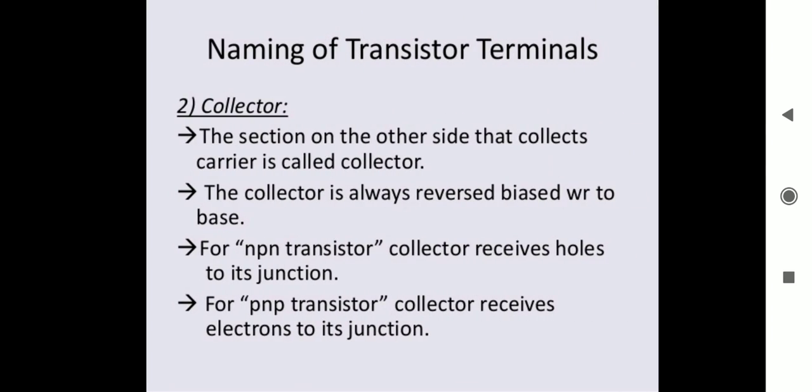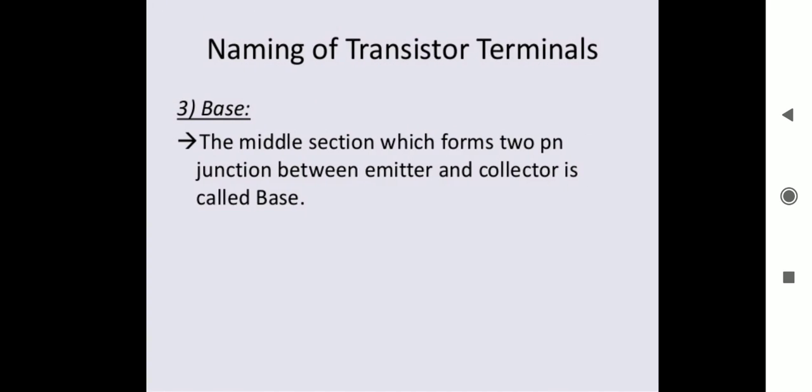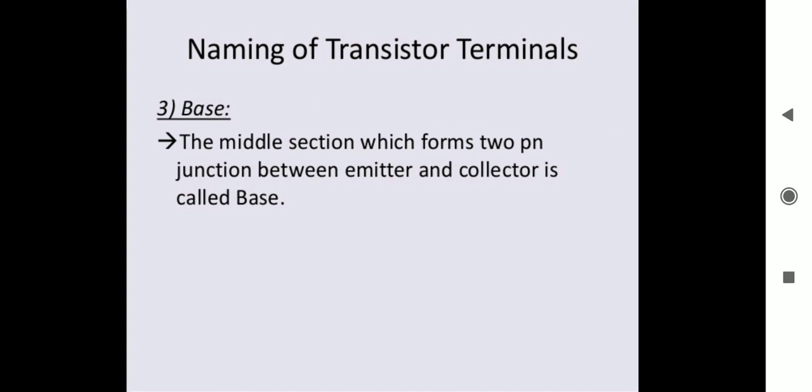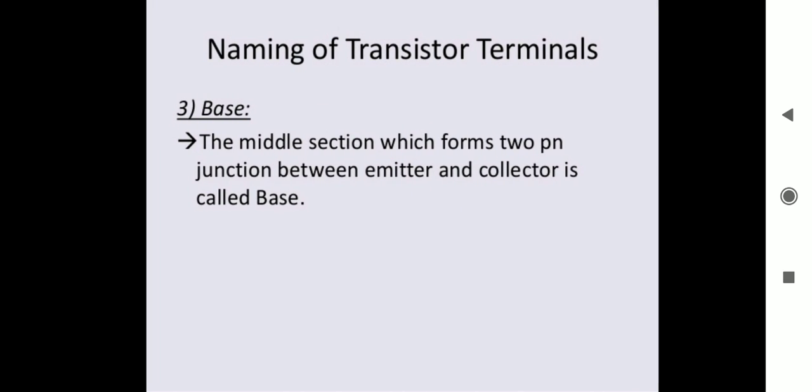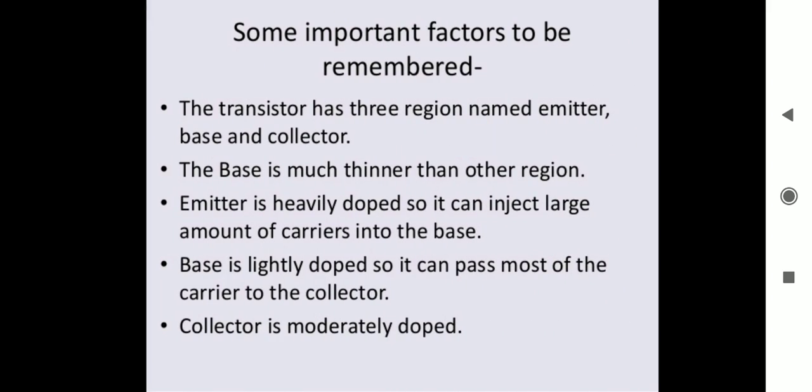Then collector. The section on the other side that collects carriers is called the collector. The collector is always reverse biased with respect to the base. For NPN transistor, collector receives electrons at its junction. For PNP transistor, collector receives holes at its junction. Base, the middle section which forms two PN junctions between emitter and collector, is called the base.